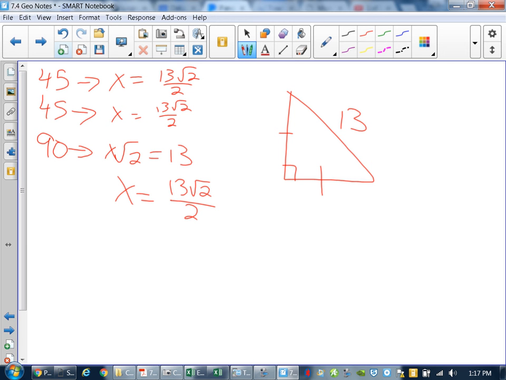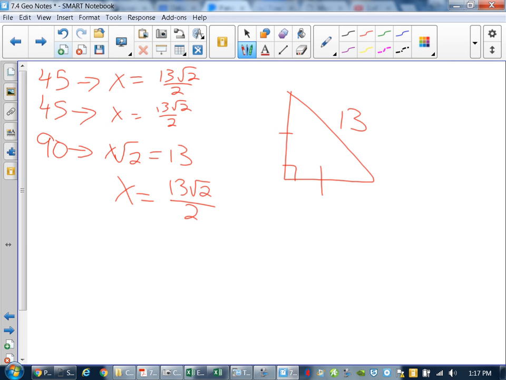How come you have to put it over 2? Because when you simplify the radical, if you take in your calculator 13 divided by the square root of 2, what's your answer? Oh, I did multiplication. No. Okay, yeah. You have to undo it. Remember, you're solving that one-step equation. You have to divide by the square root of 2.